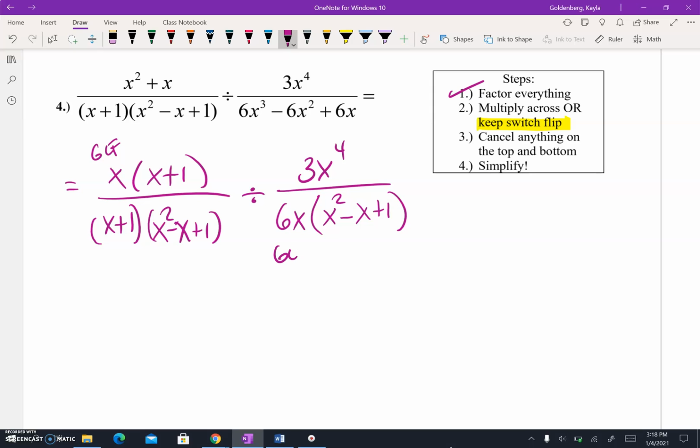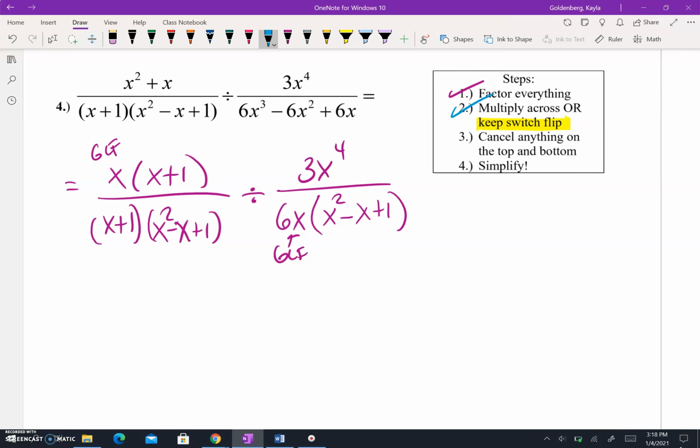The second one was also a greatest common factor. Notice each of those terms are divisible by 6 and they each have at least one x in common. So that would be your greatest common factor. We've done step 1 of factoring everything. We're going to do step 2 of multiplying across, or keep, change, flip.